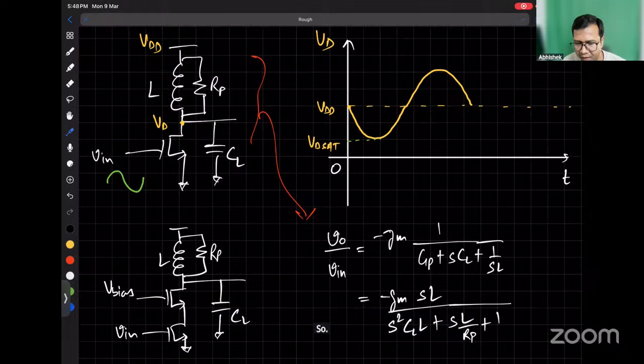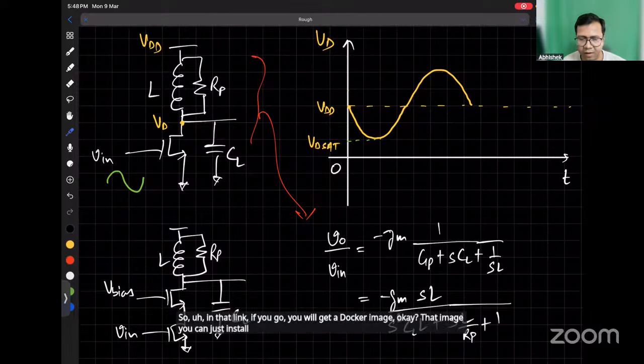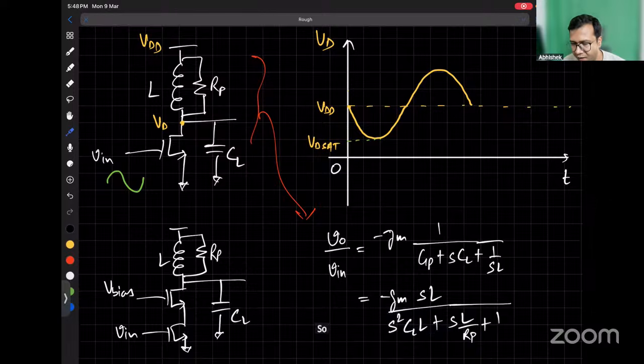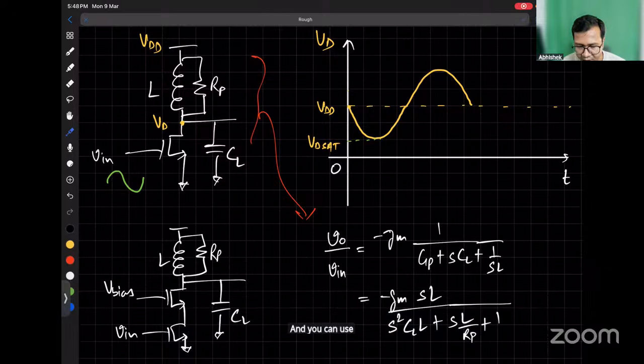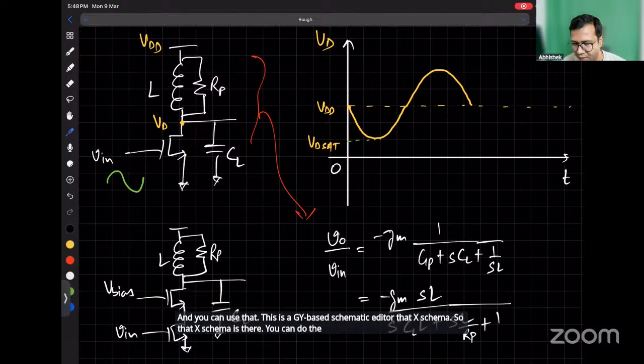So in that link, if you go, you will get a Docker image. That image you can just install, and it will have all the open source tools installed in one place along with the open source PDK. The open source PDK has your standard MOSFETs and the other passive devices along with their layout, and you can use the GUI-based schematic editor, Xschem. You can do the schematic editing.